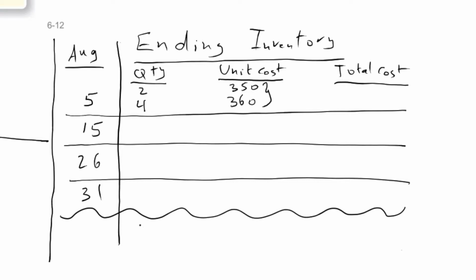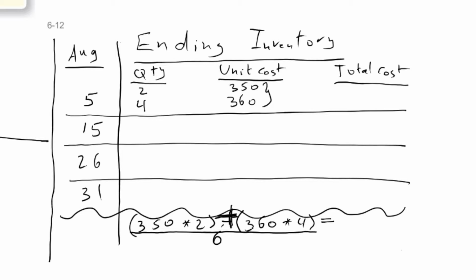Okay, so we will do 350 multiplied by 2, put that in parentheses, and then add to that the 360 multiplied by 4, and we're going to divide by the number of units we have, which is 6. So that will give us the weighted average.